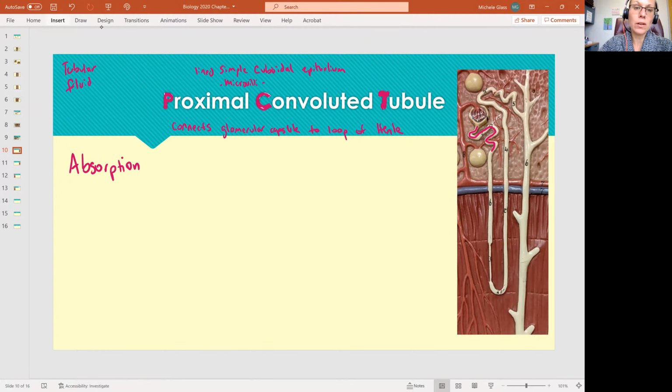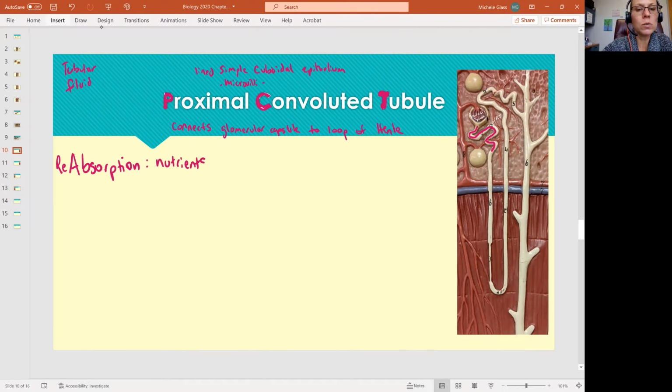Or you can call it, if you want, reabsorption, because this material was first absorbed in the small intestine, made its way into the bloodstream, and then once it gets to the glomerulus, it gets pushed out because of the net filtration pressure, the high pressure of the glomerular hydrostatic pressure or blood hydrostatic pressure, right? And so now back at the proximal convoluted tubule, we're going to reabsorb nutrients, right? We're going to reabsorb nutrients.